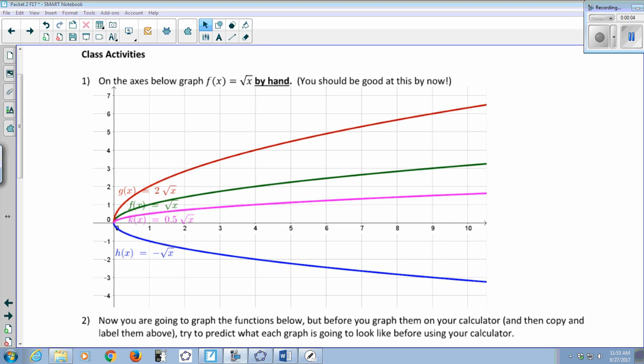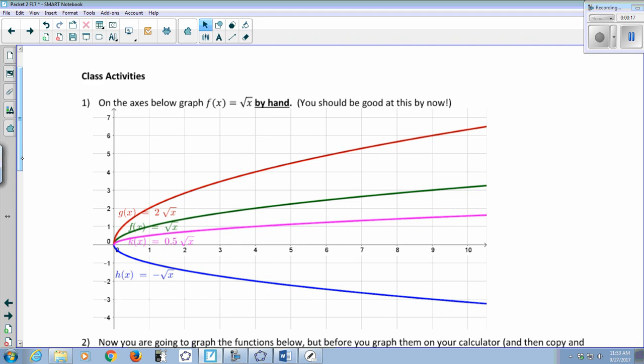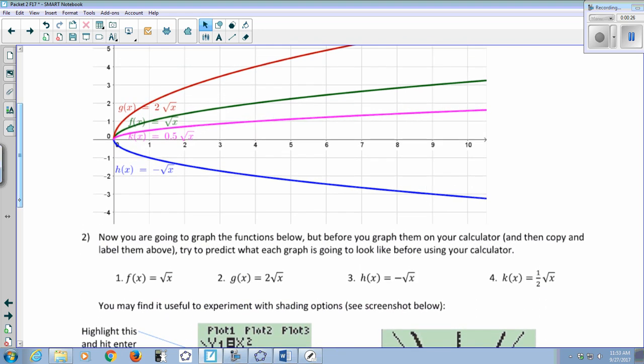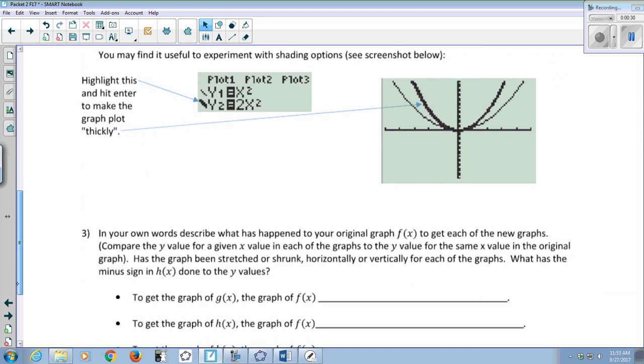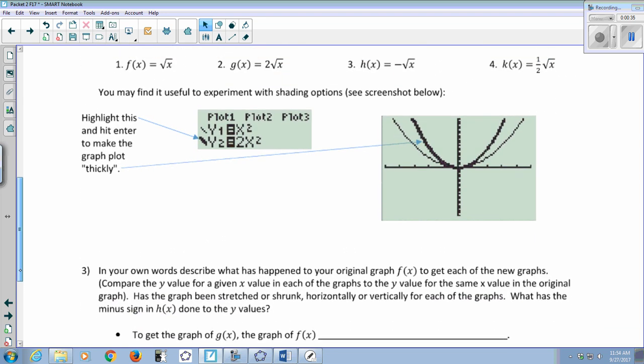On the axes below, you're supposed to graph the square root of x by hand, and then also graph these 4 functions shown here, the 3 additional functions. So I already did that. I didn't do it by hand. I did it using GeoGebra just to save us a little bit of time. And we're going to describe these transformations in our own words here. Describe what happened to the original graph of f to get each of the new graphs.